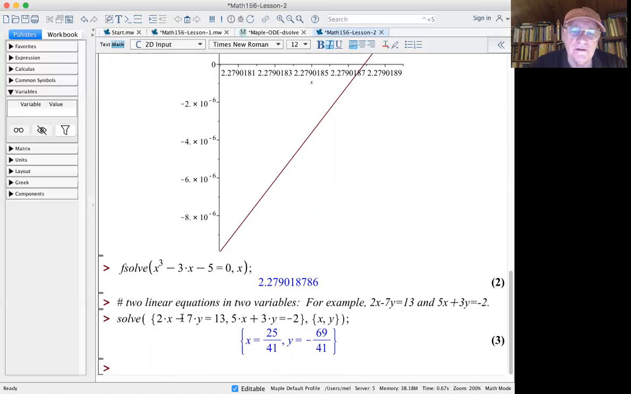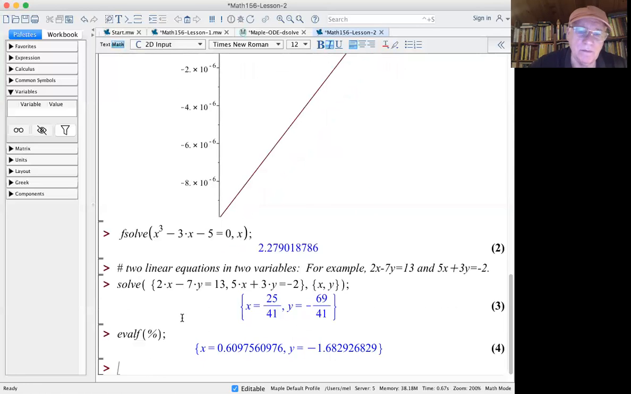2 equations and 2 unknowns, that's the answer. If we want the solution as a decimal, we can do 2 things. We can use the command to convert a number to a decimal, that's evalf. And what I want to convert to a decimal is what I just calculated, so I can just use a % sign. And Maple converts these fractions to decimals.